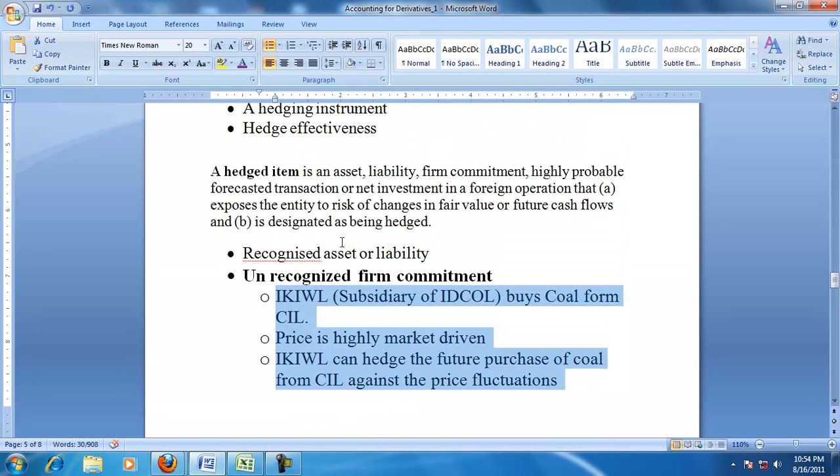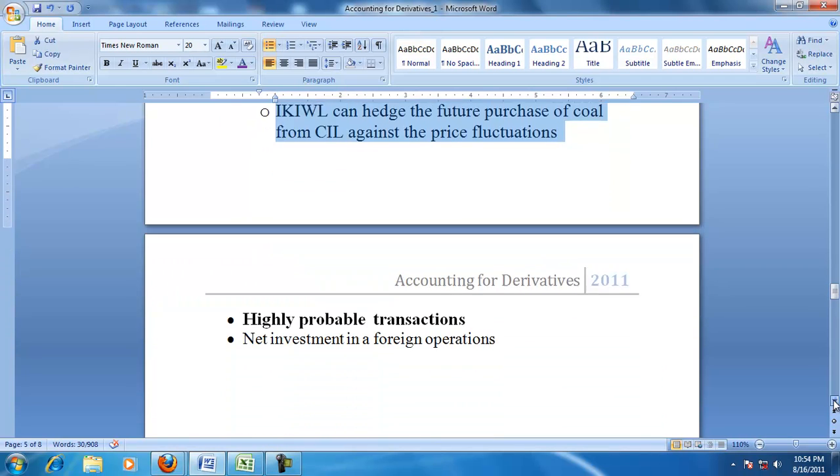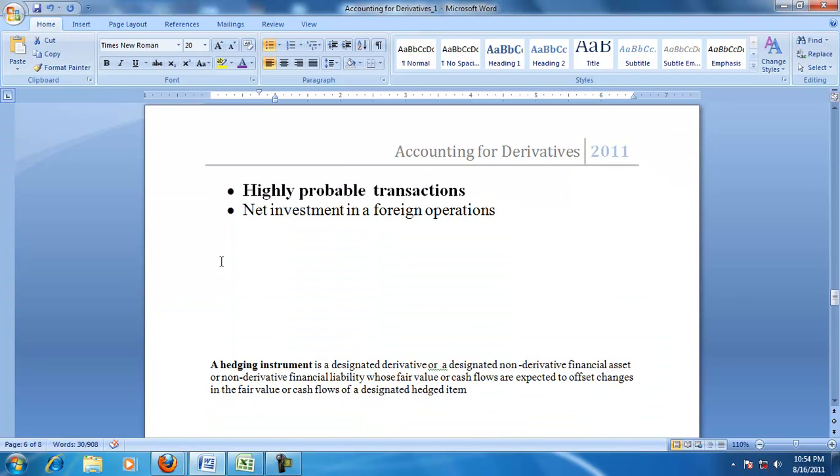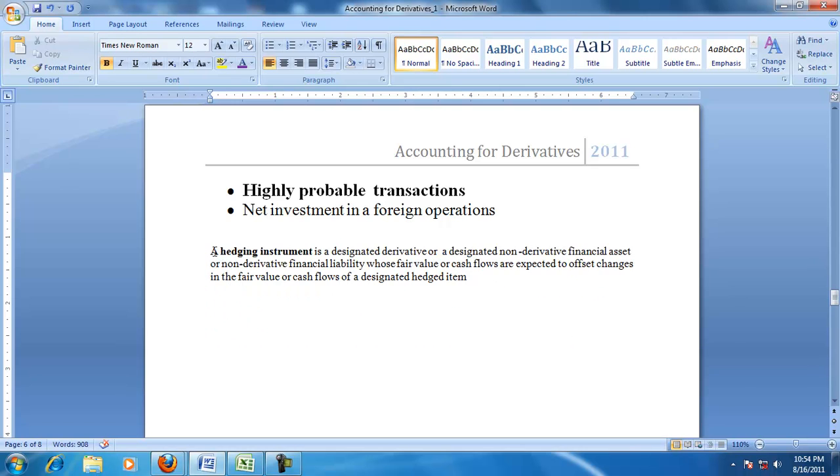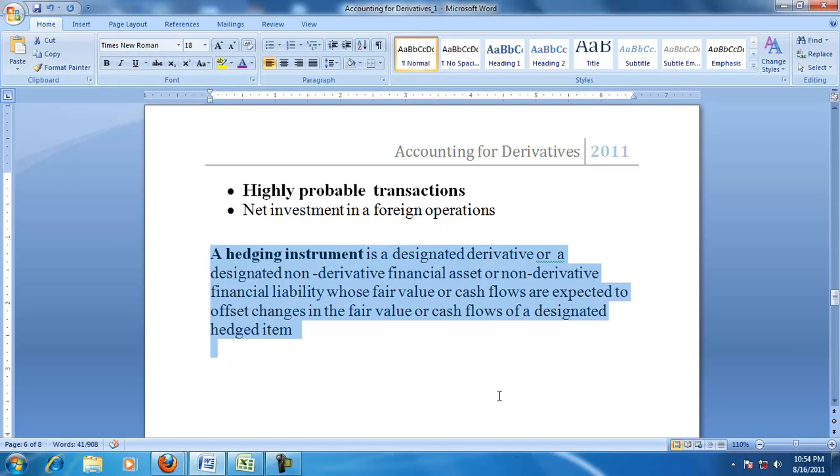So a hedge item can be an asset or a liability or a firm commitment or a probable transaction. Any of these can be hedged. Later on we'll see about the net investment. What is a hedging instrument? The hedging instrument can be any derivative. So it can be a forward contract, futures contract, swap, or an option. Any of the normal derivatives can be taken as a hedging instrument.